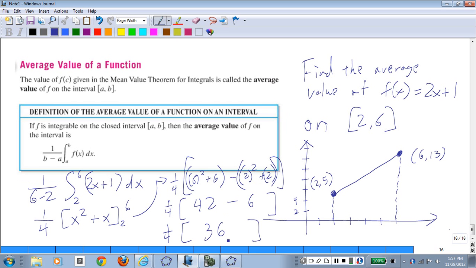What's the fourth of 36? 9. It's 9. There we go. Yes, 6 minus 2 is the length of the interval. That's what we divide by. So the total area is 36. And we divide by that 4 there, so on average this is equal to 9. It's the average value of the function.